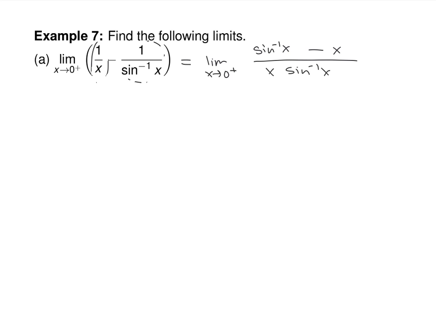God, I hope this isn't awful. It might be. Okay.